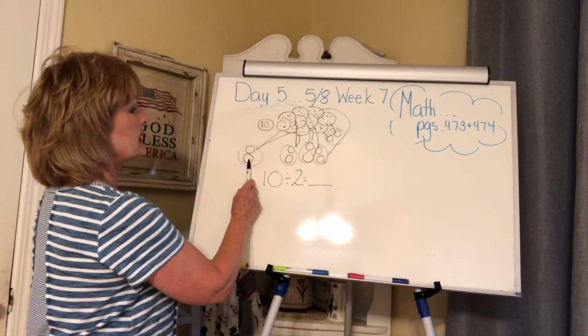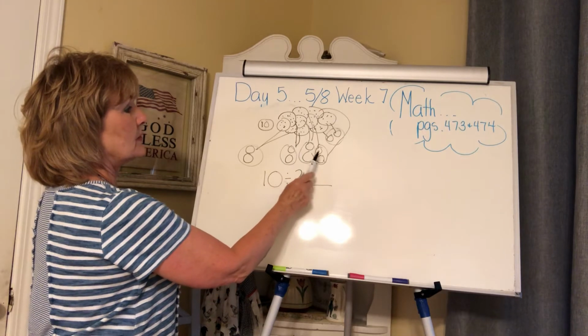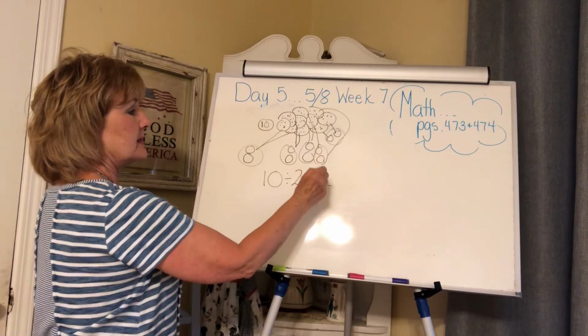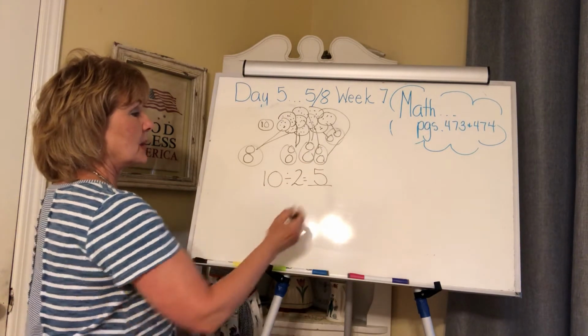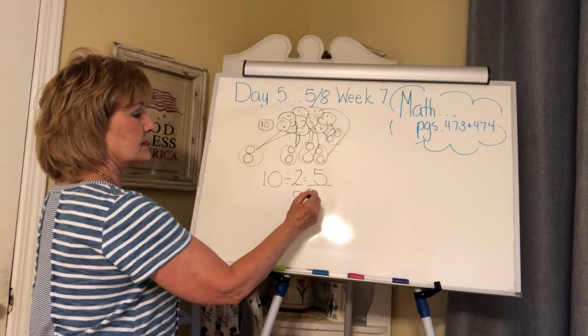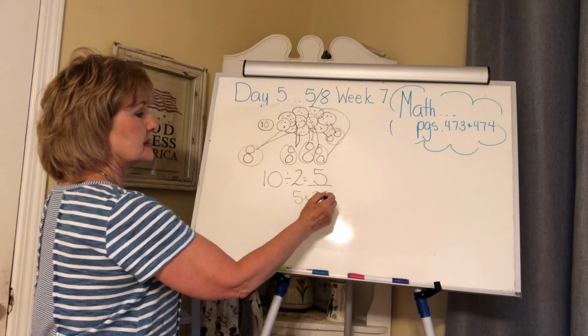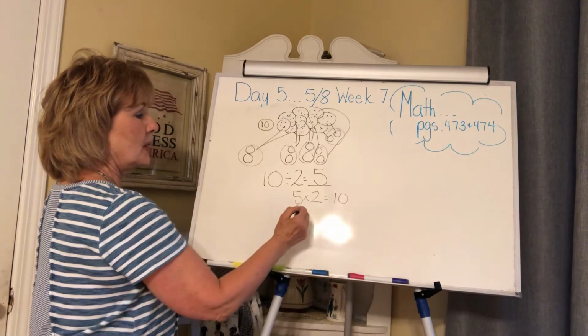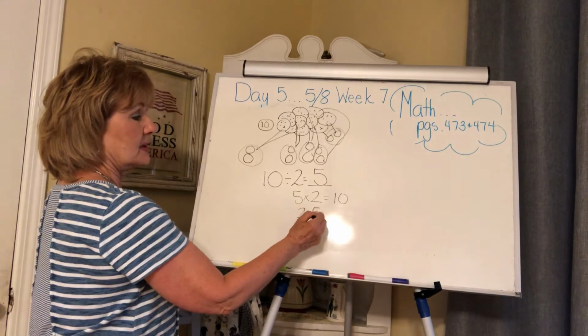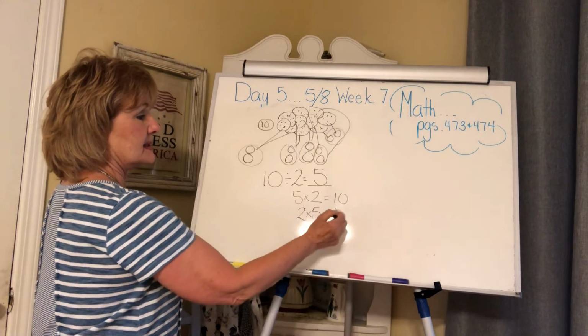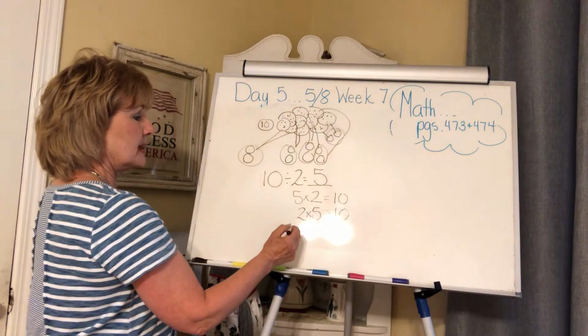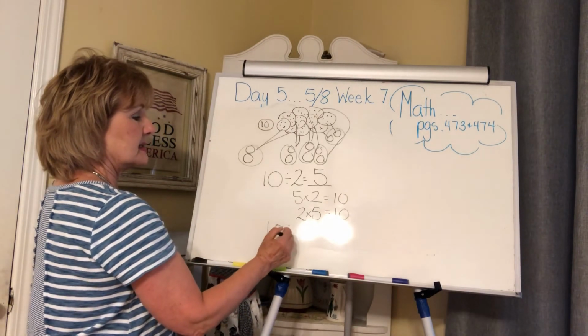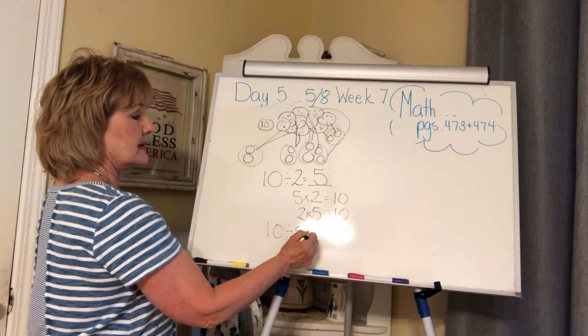1, 2, 3, 4, 5. 5 kids got cookies, right? What is 5 times 2? What are 5 2s? 10. What is 2 times 5? What are 2 5s? 10, right? What is 10 divided by 5?